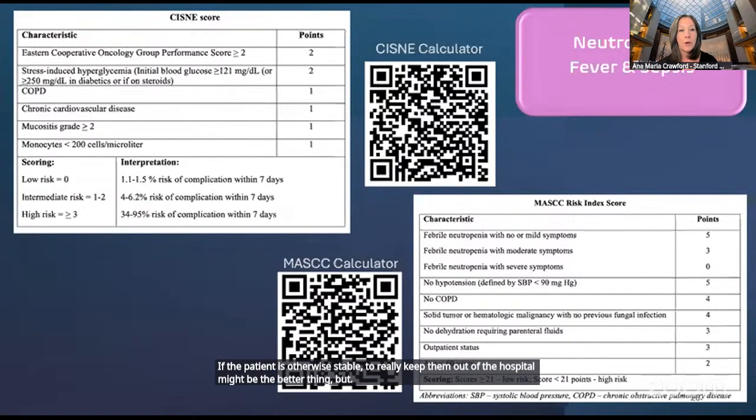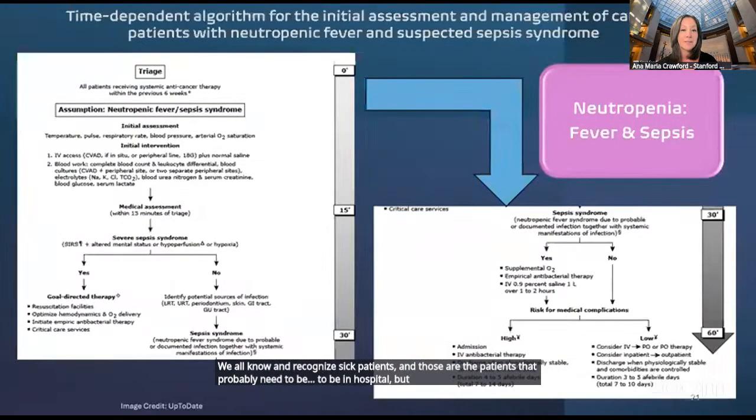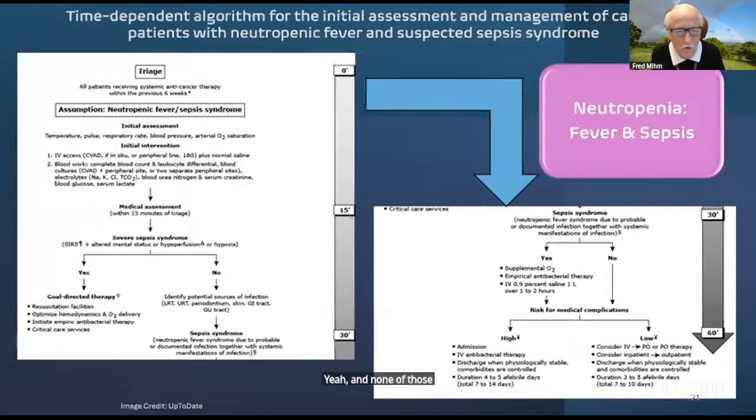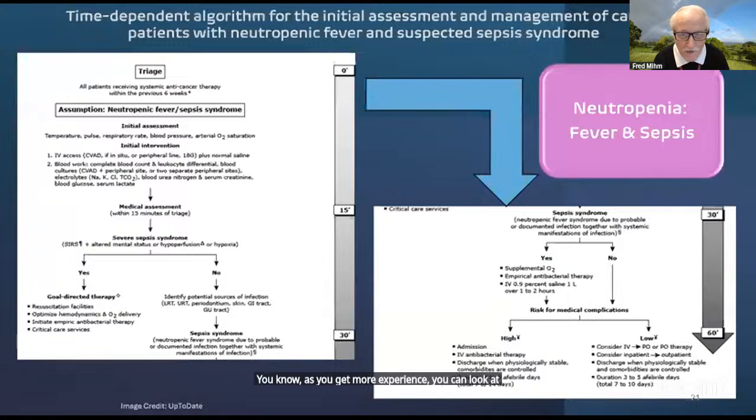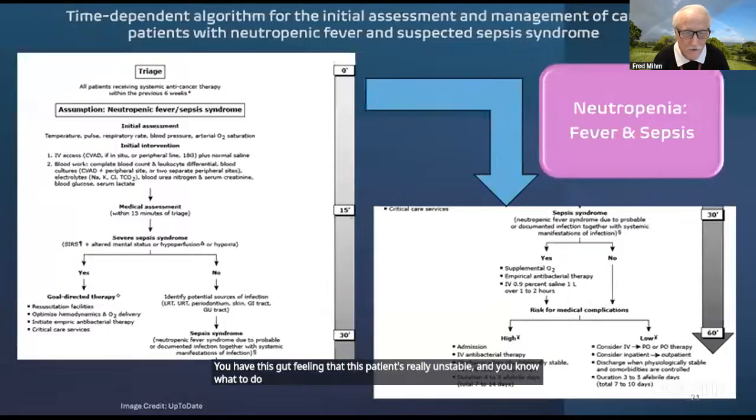But we all know and recognize sick patients, and those are the patients that probably need to be in hospital. But those scoring systems can help us decide. Thank you for those good points. Yeah, and none of those tools replace your clinical judgment. That's right. As you get more experience, you can look at a patient and they're sick. You have this gut feeling that this patient's really unstable, and you know what to do, and you don't need a tool to make the right decision.